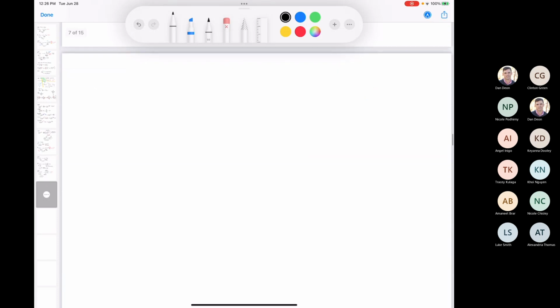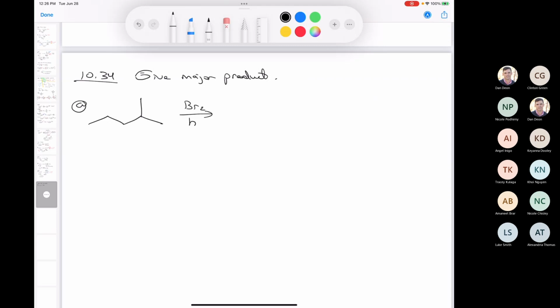All right, so now we're going to take a look at question 10.34. And it says identify the major product. So we'll just put here, give major product that's formed. The first one is taking 2-methylpentane. So that's this compound. And we're treating it with bromine and light.